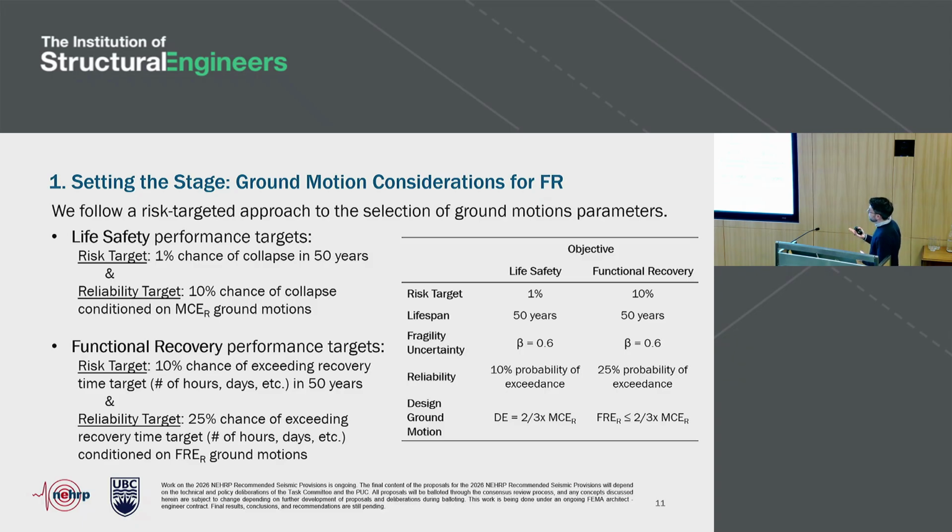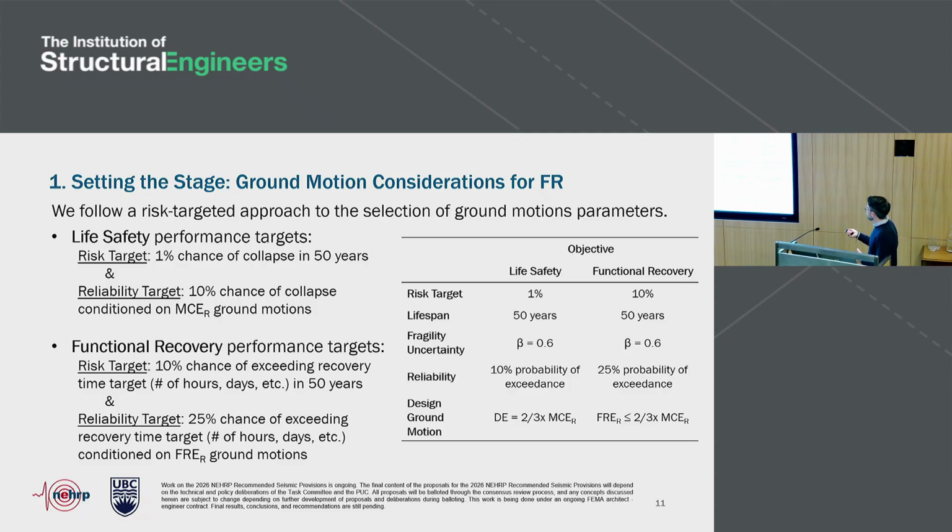For functional recovery, our risk target is to have a 10% chance of exceeding that recovery time target in 50 years. The reliability target is a bit more relaxed than for collapse, just because the implications of loss of function are a lot less severe than the implications of collapse. We have a 25% chance of exceeding that recovery time target that I previously introduced. And you have a little bit of a table here summarizing these metrics.